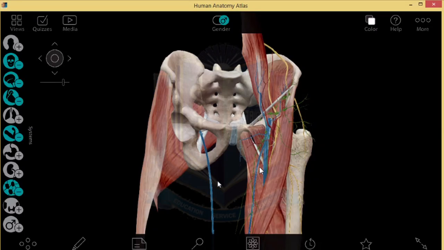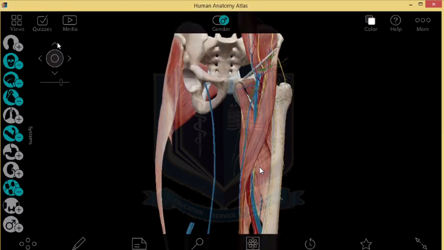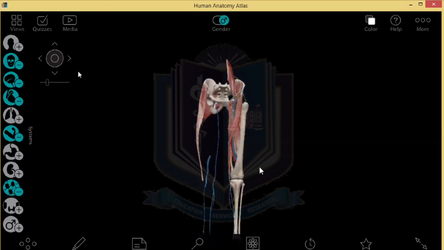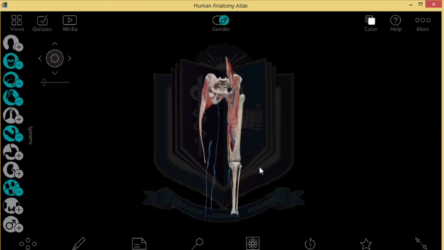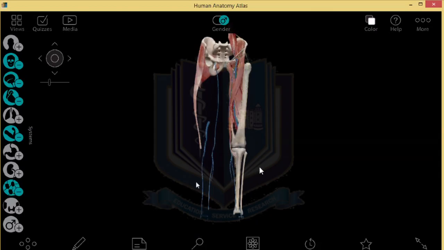Now, moving on to the femoral triangle. What is the femoral triangle? First we talk about the great saphenous vein, one of the superficial veins of the lower limb. What have you studied about it? In the upper limb, the cephalic and basilic veins are present, and the great and small saphenous veins are found in the lower limb.